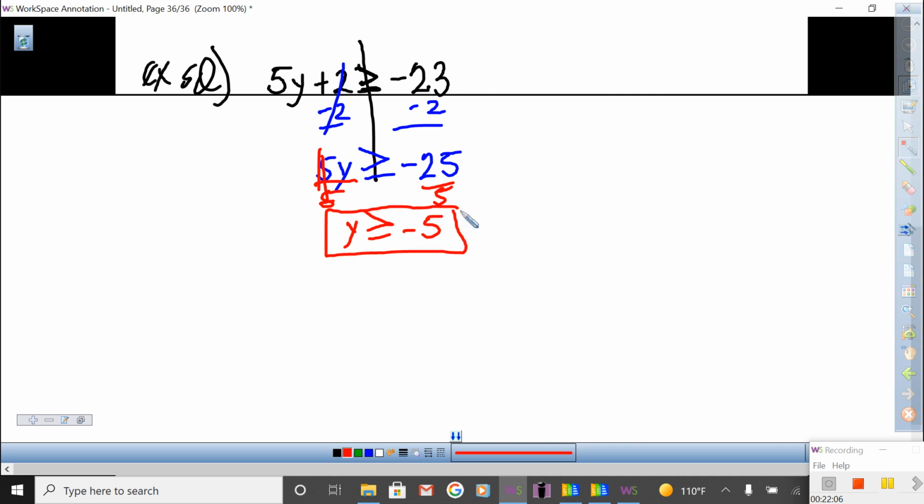Now, somebody asked previously, they're like, Mr. Q, how come you didn't flip it at the end if we get a negative? Because we did not divide by a negative. We divided by a positive. So be careful with those.